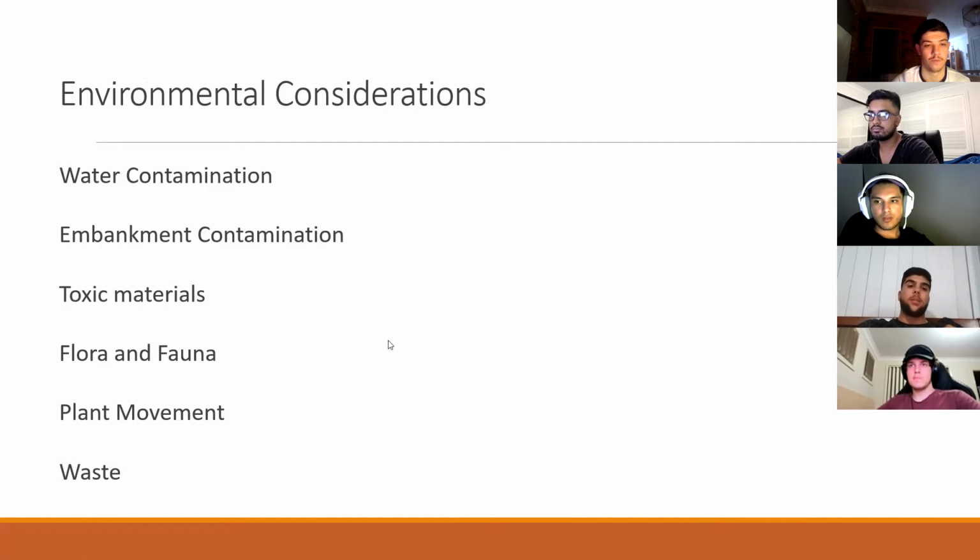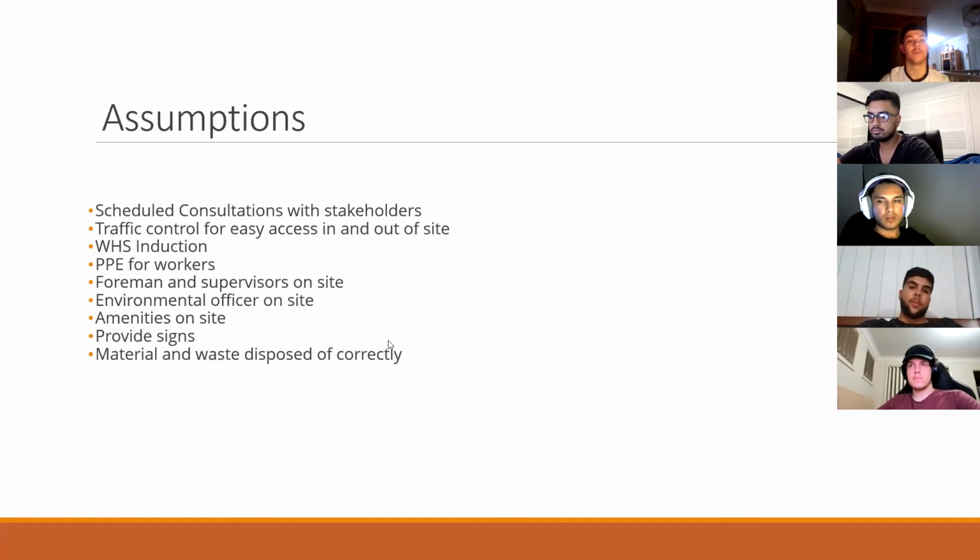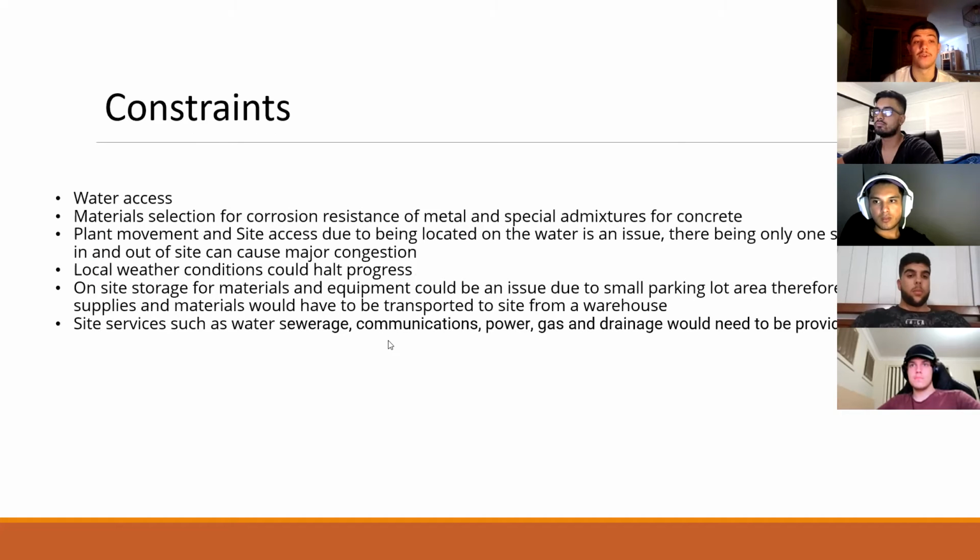So the site management plan made some assumptions: scheduled consultation with the stakeholders, traffic controls for easy access, WHS inductions, PPE for workers, foremen and supervisors on site, environmental officers on site, amenities on site, provide some signage, and material and waste disposed of correctly. Some constraints are the water access, material selection for corrosion resistance of metals and concrete, plant movement and site access, local weather conditions, on-site storage for materials and equipment, services such as water, sewage, communication, power and gas, and drainage.